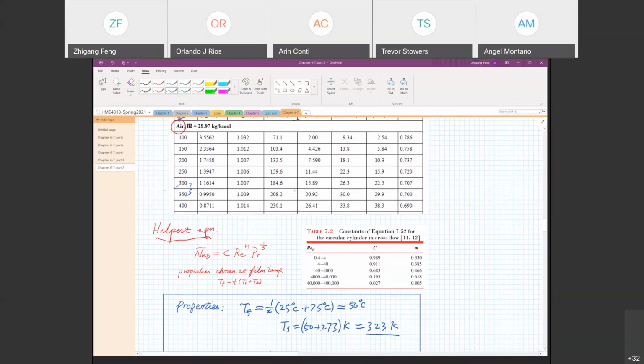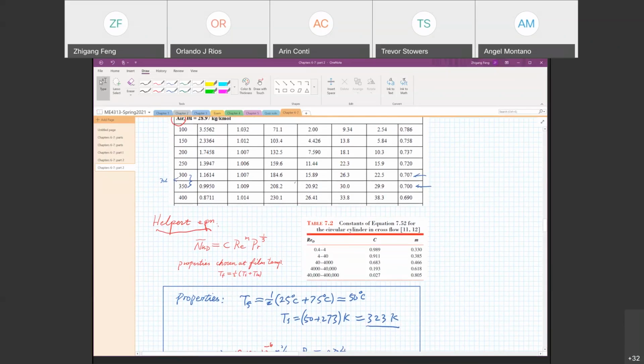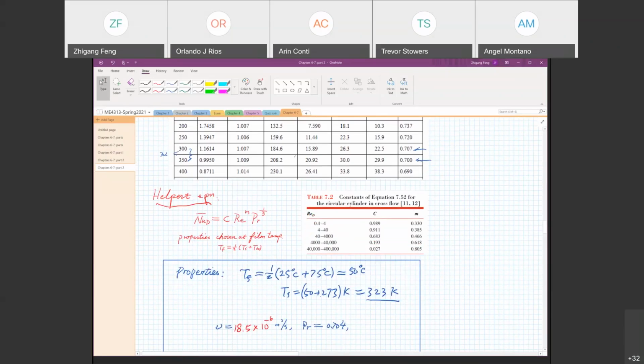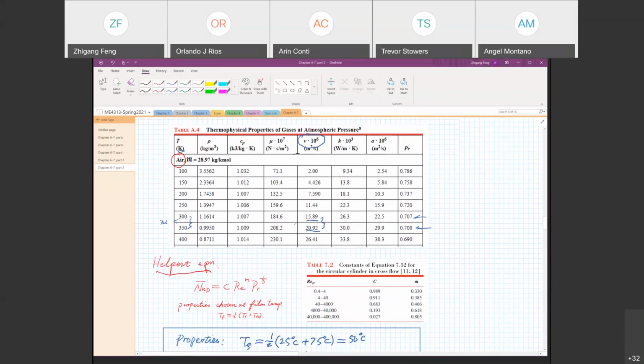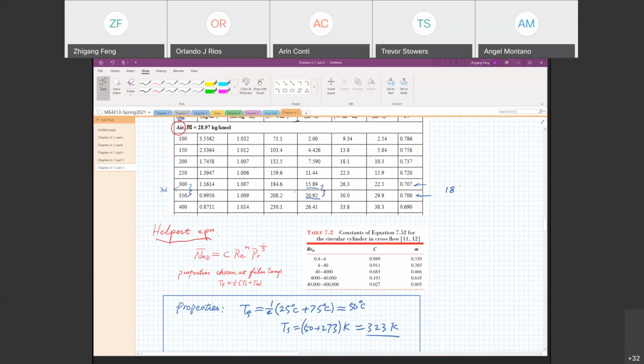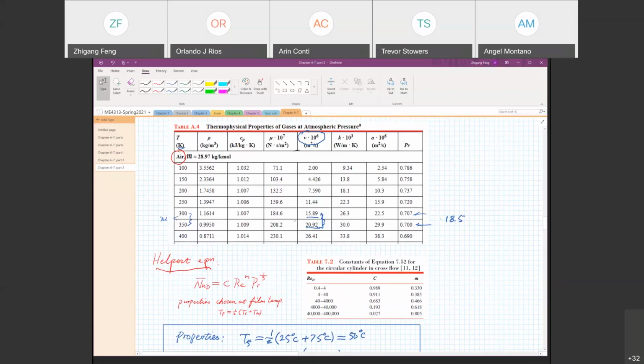And 323 is about the midpoint of 300 and 350. So the midpoint is 325, and we have 323, so it's particular. It should be the average between these two rows. And we need to find the Reynolds number, and the Reynolds number requires the viscosity. So for viscosity, we look at this column. It should be between these two numbers. I did the interpolation, so it turned out to be 18.5. So mu equal to 18.5.